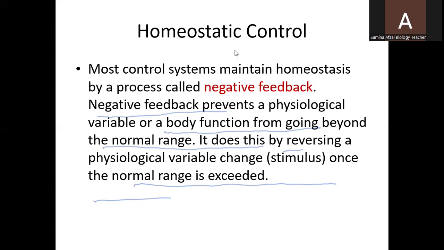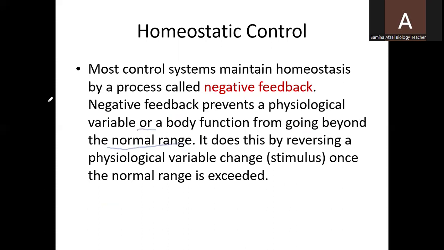The process by which the constant internal environment is maintained is called negative feedback. So negative feedback is meant to control the internal environment. Negative feedback prevents a physiological variable or a body function from going beyond the normal range.